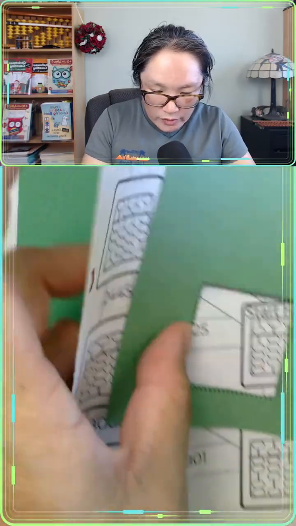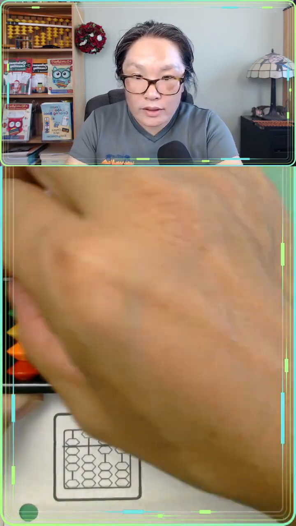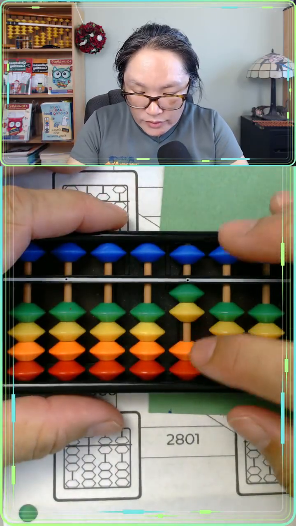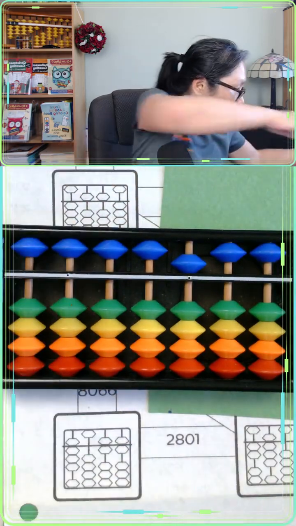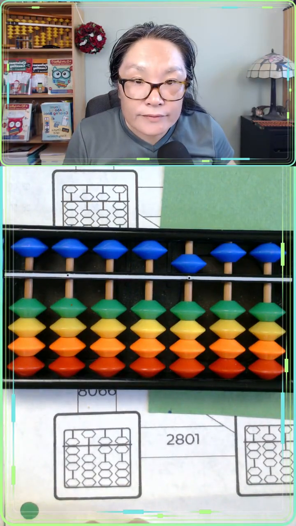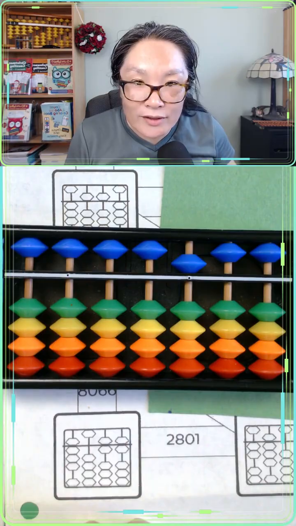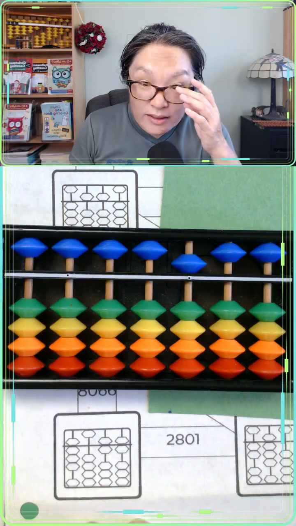What we're going to do is read the abacus. There it is. So we have 1, 2, 3, 4, and then 5. All the top beads have a value of 5, just as mentioned here, and I pinned it in the comments.